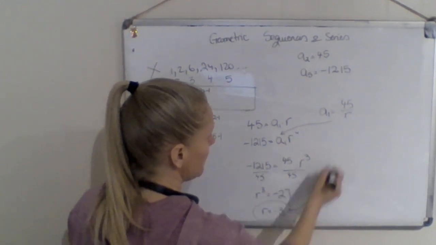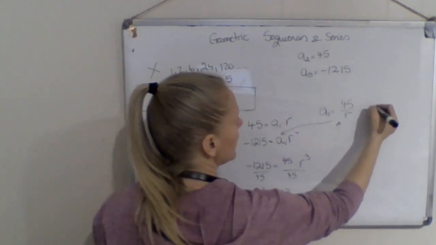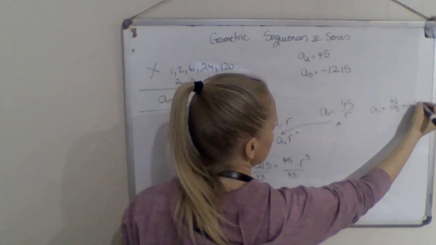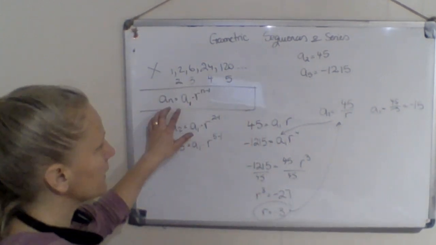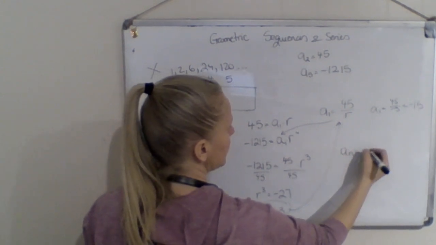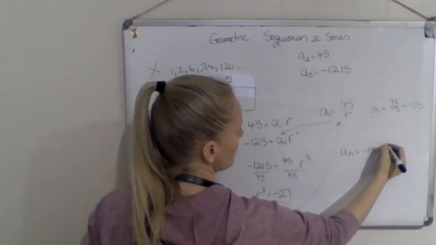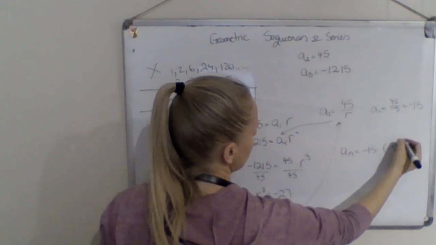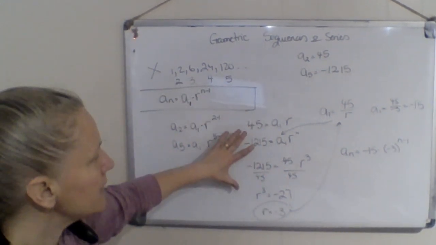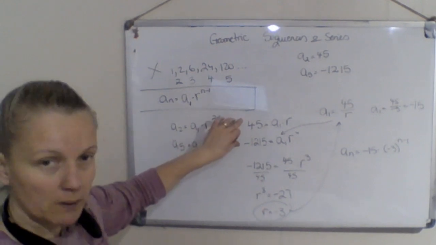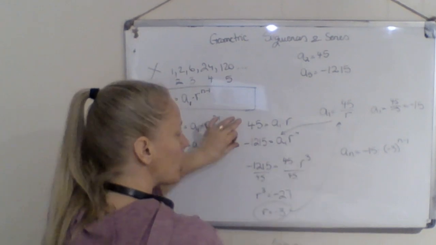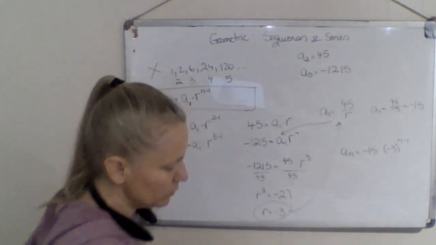Now that I have my ratio, I can go ahead and find my A1. A1 is 45 divided by negative 3 or negative 15. And now I can come back and actually write the rule. AN equals negative 15 times my ratio, negative 3 to the n minus 1. And we're going to leave it right there. So the way we did this, you're going to have 2 equations with 2 unknowns. We're going to substitute one of them, replace it in the second, solve for that R, and come up with the solution. Okay?